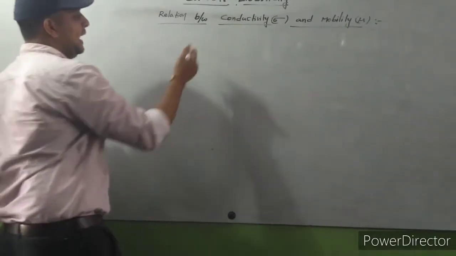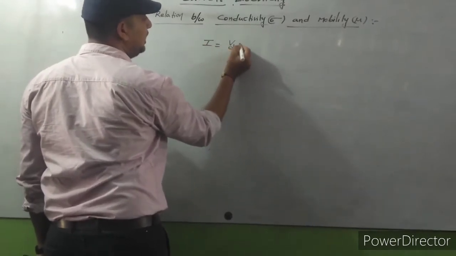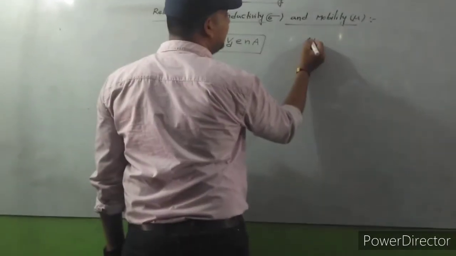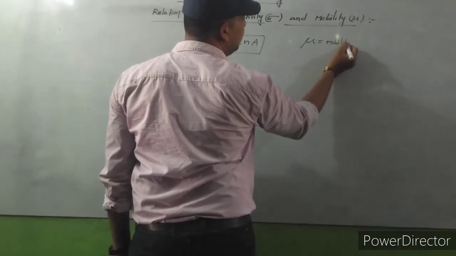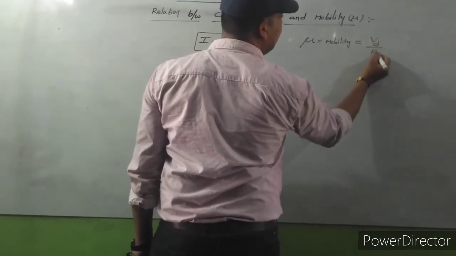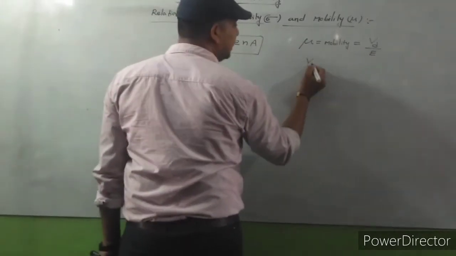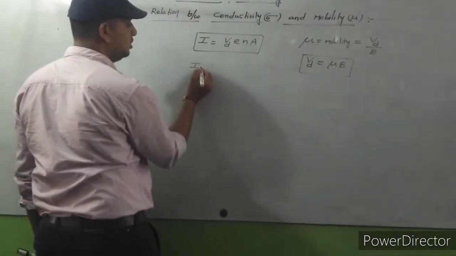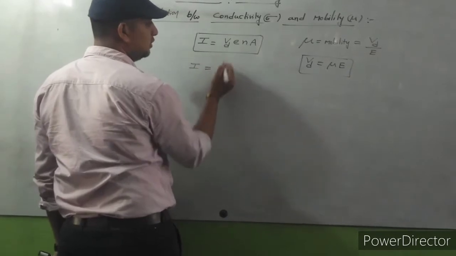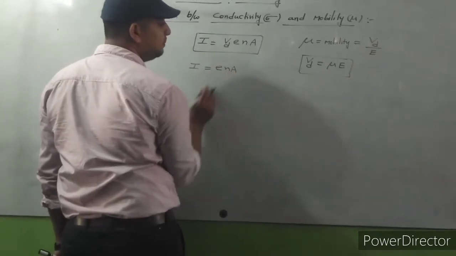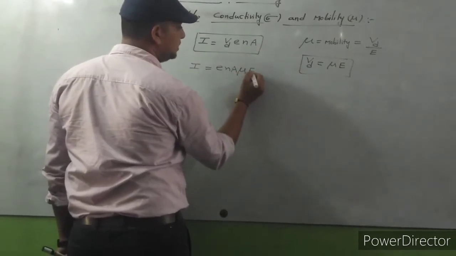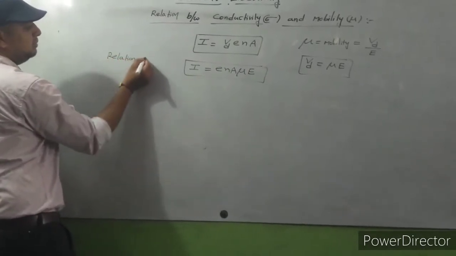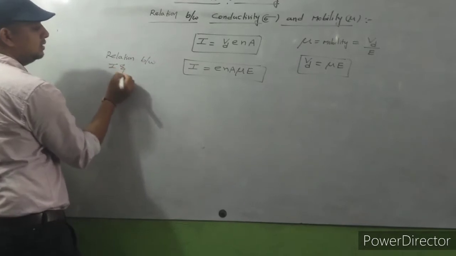You know already electric current I is equal to VD E N A. That means mobility mu is equal to VD by E. So instead of VD we can write mu into E. We can write I is equal to E into N into A into, instead of VD, mu into E. So this is a relation between I and mu.